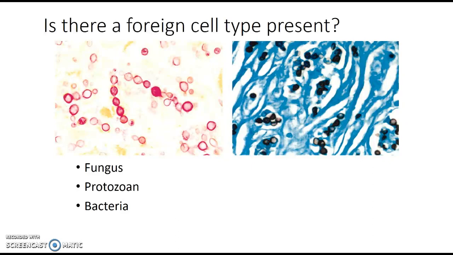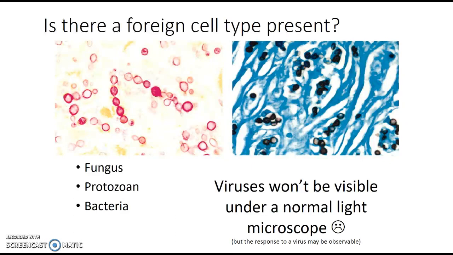Lastly, something you could look for microscopically is the presence of a foreign cell type. So fungal, protozoan, and bacterial cells would be visible to some extent as something present in an undead specimen and not in a live specimen. The unfortunate thing, because we often represent zombie viruses, they would not be visible under a normal light microscope. The response, especially if there is an immune response, would be visible, but the virus itself is not something you would see unless you know how to operate an electron microscope.